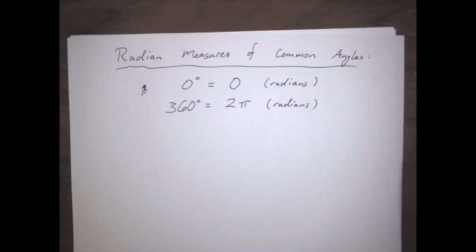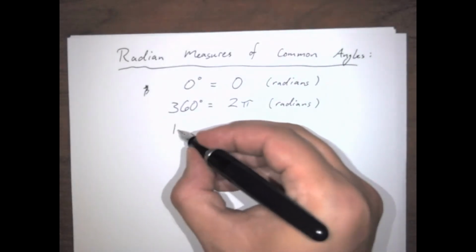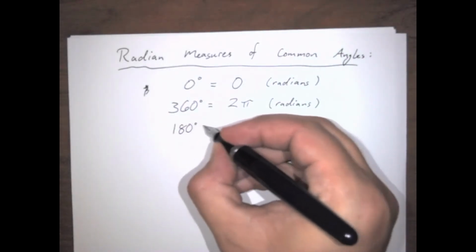And that means precisely 2 pi radians. Okay, now from this we can scale up and scale down to all of the angles that we are going to know and love throughout this whole course. So for example, if 360 degrees is 2 pi, then 180 degrees would just be half of that.